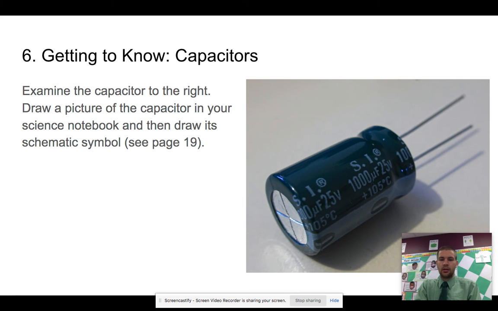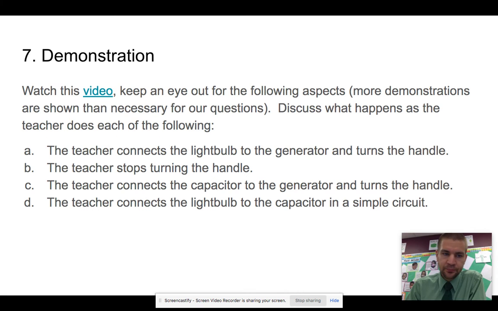So now we're going to take a look at capacitors. Here we have an example of a capacitor. You're going to take a look at it, draw a picture of the capacitor in your science notebook, as well as refer back to page 19 so that you can draw the schematic symbol. So again, you can do that directly in your science notebook.